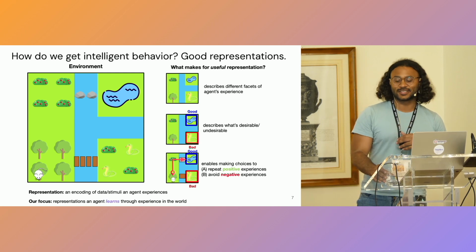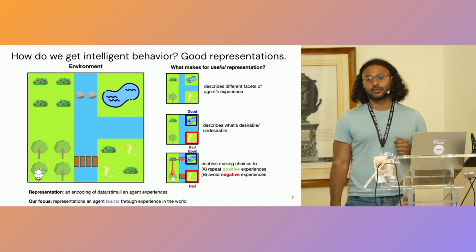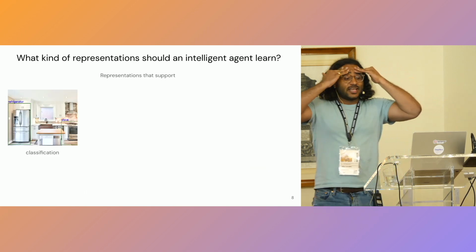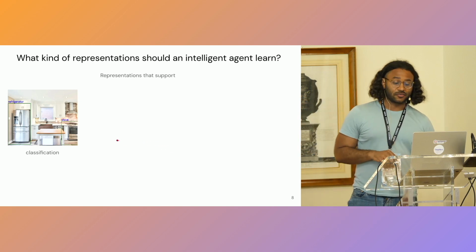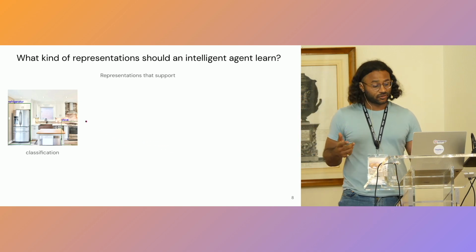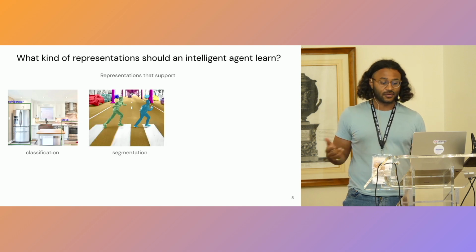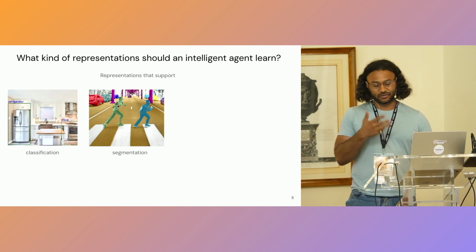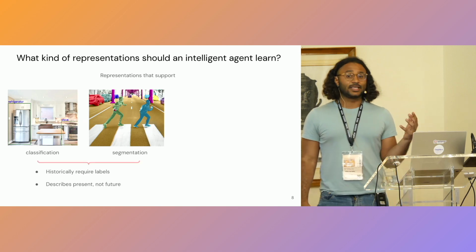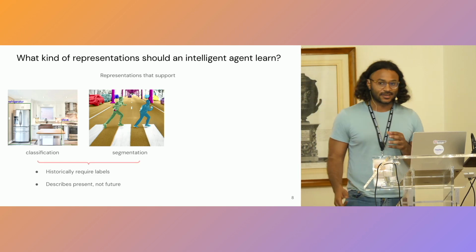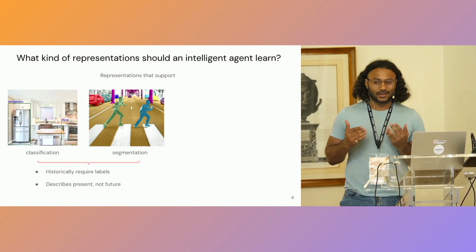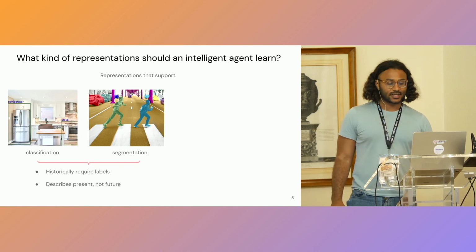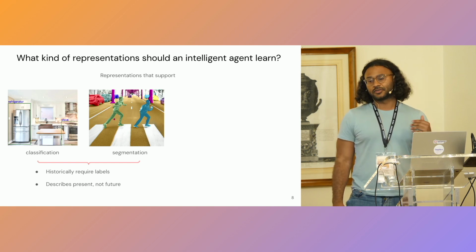And the focus of this talk is going to be on representations that an agent learns through experience in the world. So what kind of representations should an intelligent agent learn? From what I've said so far, you might think representations that support classification, like this is a refrigerator and that's a stove. Maybe representations that support segmentation, so segmenting the car or maybe these children on the road. Now, at least from the perspective of artificial intelligence, these things have historically required labels. And it's not really clear where labels like that will come from. But what I want to focus on for the purpose of this talk is that these describe the present. They don't describe the future.